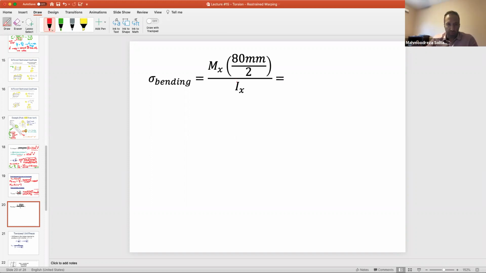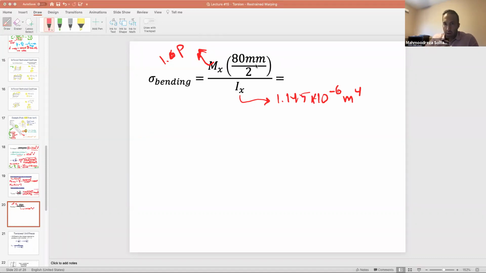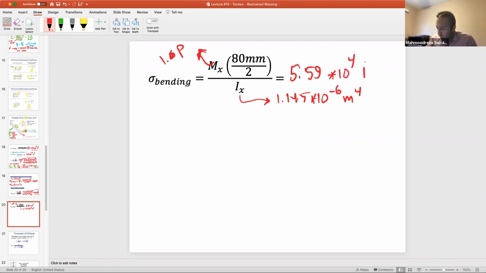So again, you know this, we can just write, like this M is, we found like 1.6 P, right? 1.6 P. And the I is the problem given us like 1.145 10 to the power of negative 6. Okay. So if we have this, the answer would be 5.59 10 to the power of 4 P. Okay, so you have found 2 normal stresses, right?